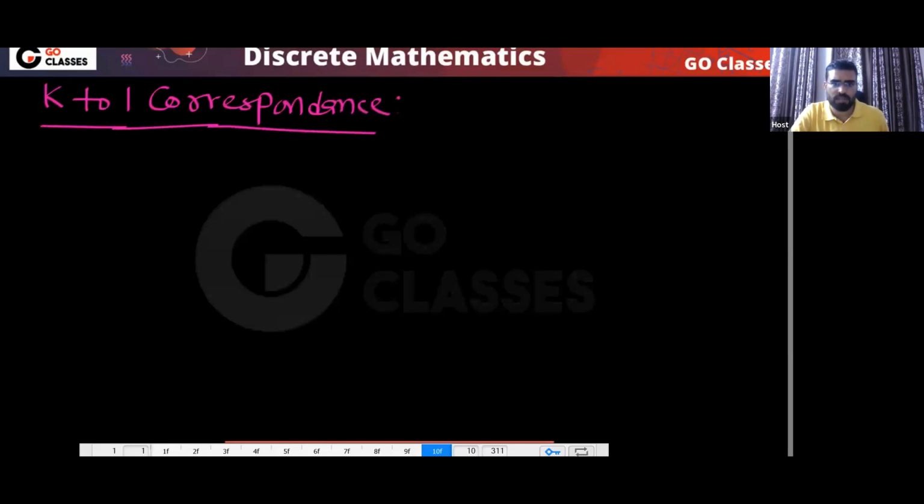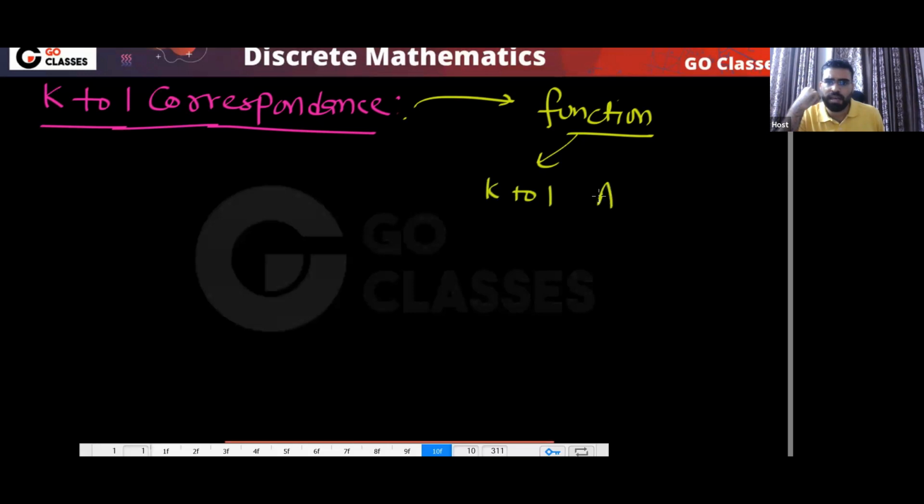Now what is k to 1 correspondence? This k to 1 correspondence is like 1 to 1 correspondence. First of all, remember this is a function, a function which is k to 1 and onto, because of the word correspondence. So I can say this is a k to 1 function and onto.